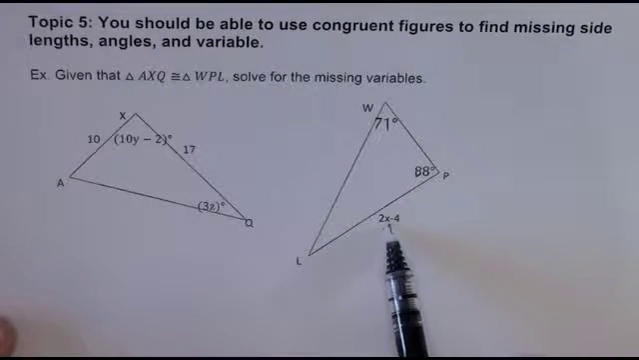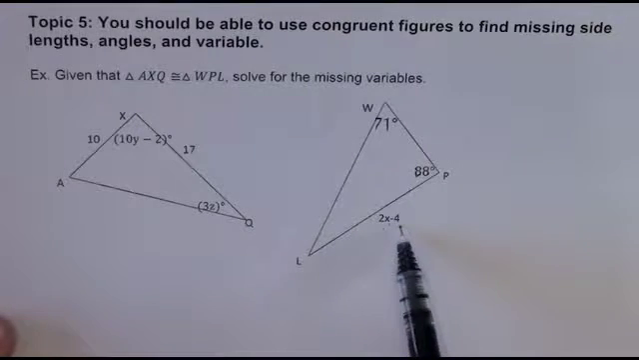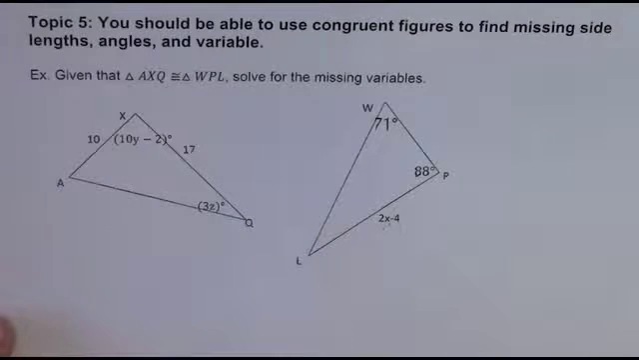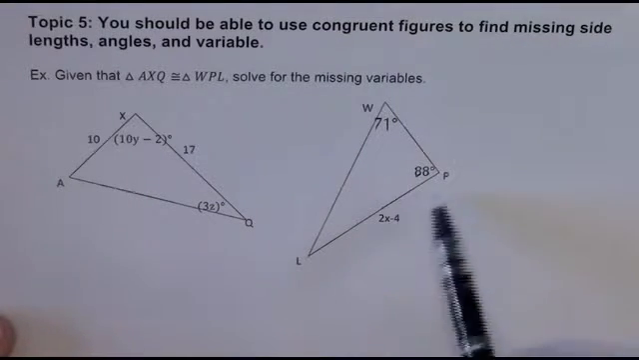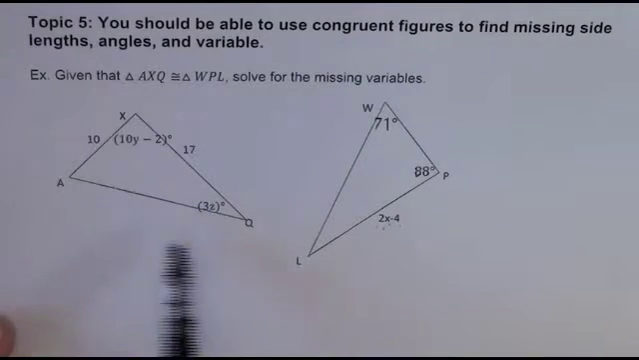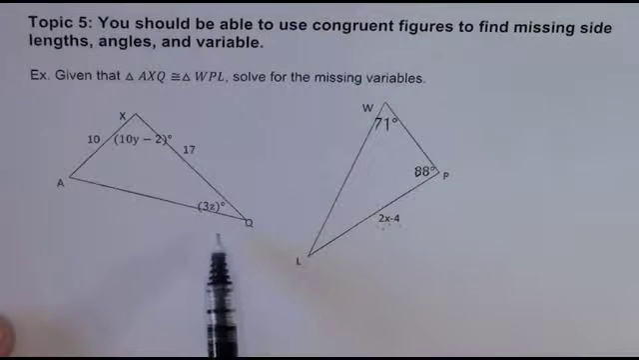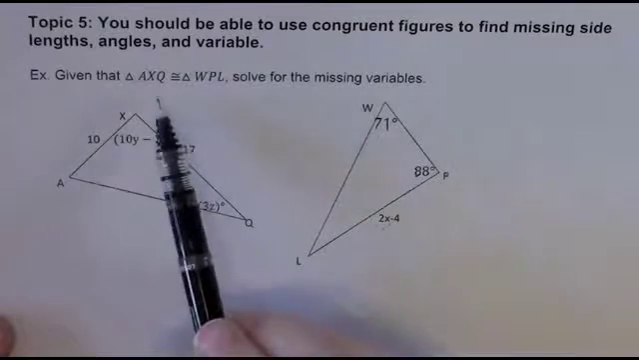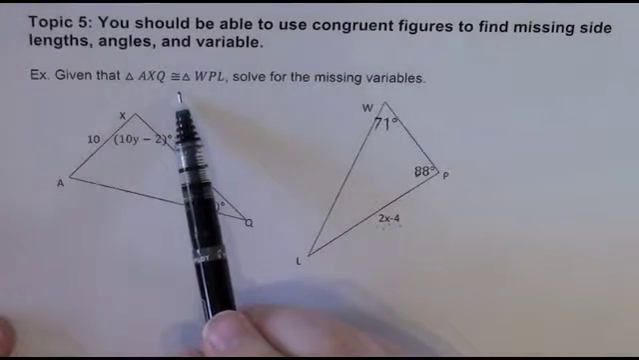2x minus 4, this side over here, is going to be congruent to one of the sides over here. And the initial concern is that this bottom side is 2x plus 4, and this bottom side doesn't have a side length. So if they're congruent, that means they're equal, but we don't know what number this is. So what we need to do is go back up to the congruency statement and see.